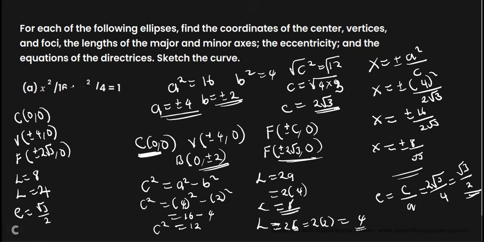Then what else? Equation of the directrix. According to what we have found, the equation of the directrix is 8 over root of 3. So this side is supposed to be positive or minus 8 over root of 3. So that is your directrix. Now the only next thing that you need to do here is to plot.